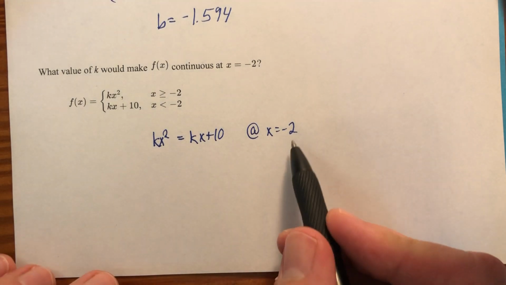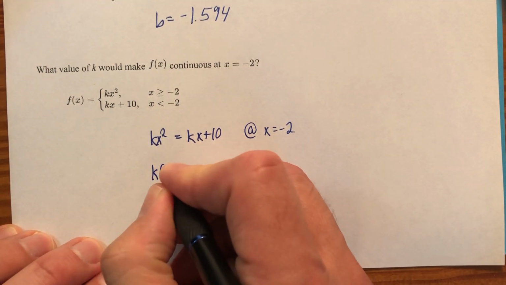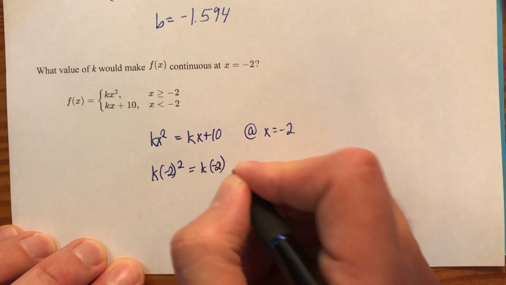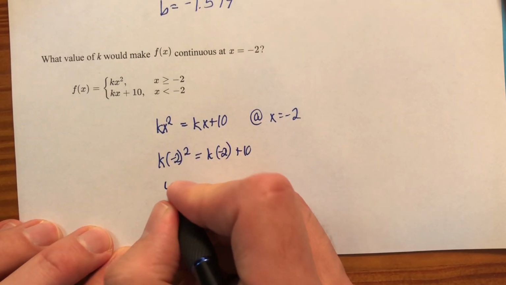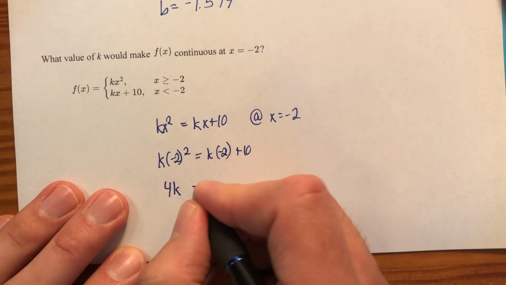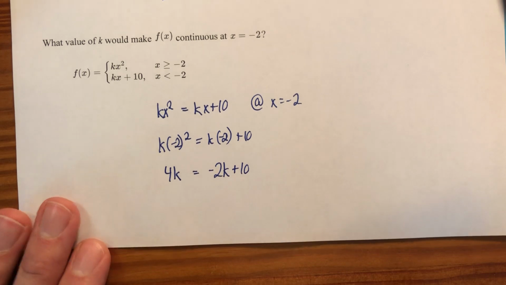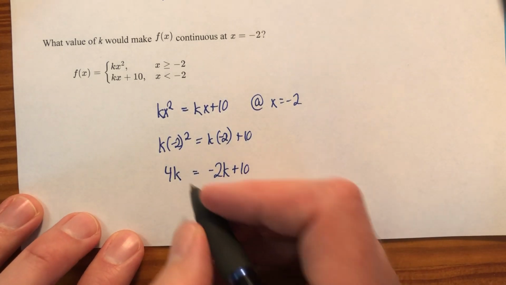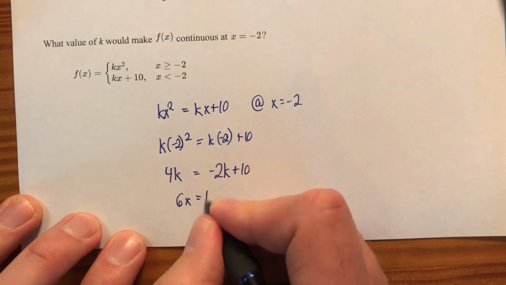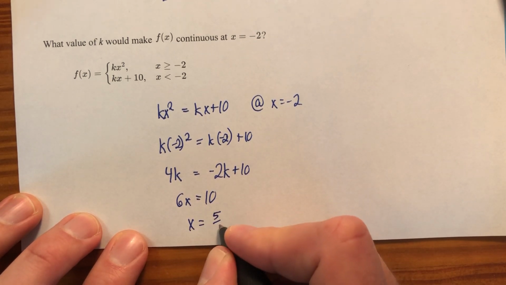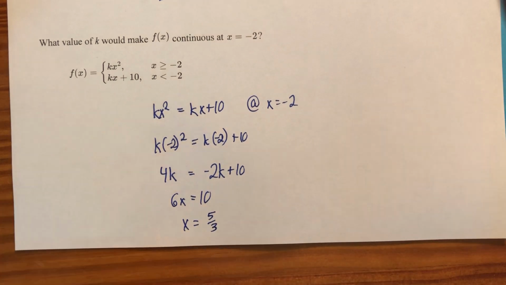So what we're going to do is take a negative 2, plug it in for x. So we have k times negative 2 squared equals k times negative 2 plus 10. Let's simplify a little bit. We have 4k equals negative 2k plus 10. And at this point, we're just solving a regular equation. So 6k equals 10. We divide by 6. We have 10 over 6, which is 5/3. And that, my friends, is all.